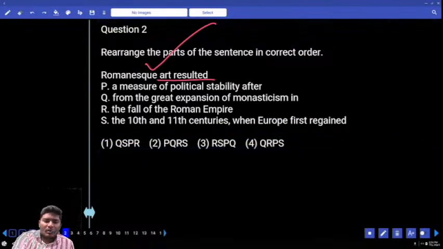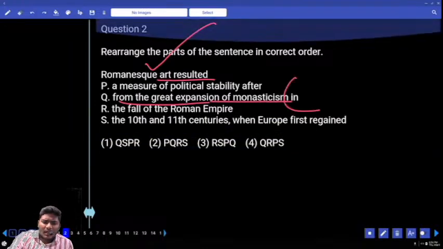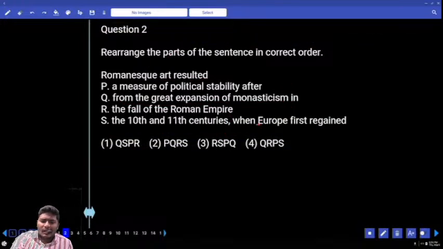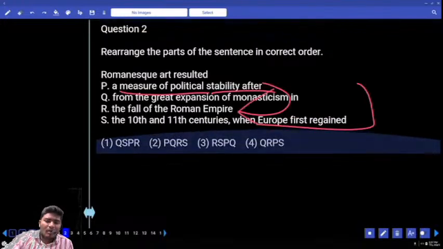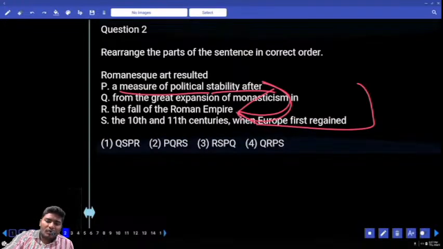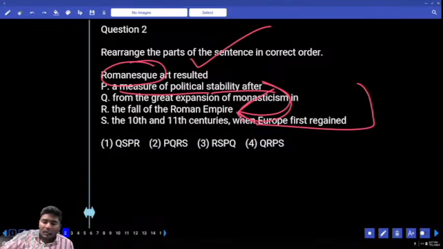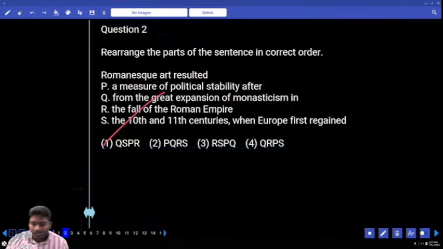Romanesque art resulted from the great expansion of monasticism in the 10th and 11th centuries, when Europe first regained a measure of political stability after the fall of the Roman Empire. After the fall of the Roman Empire, this type of Romanesque art resulted. That means evolved, started. The answer comes with the first one.